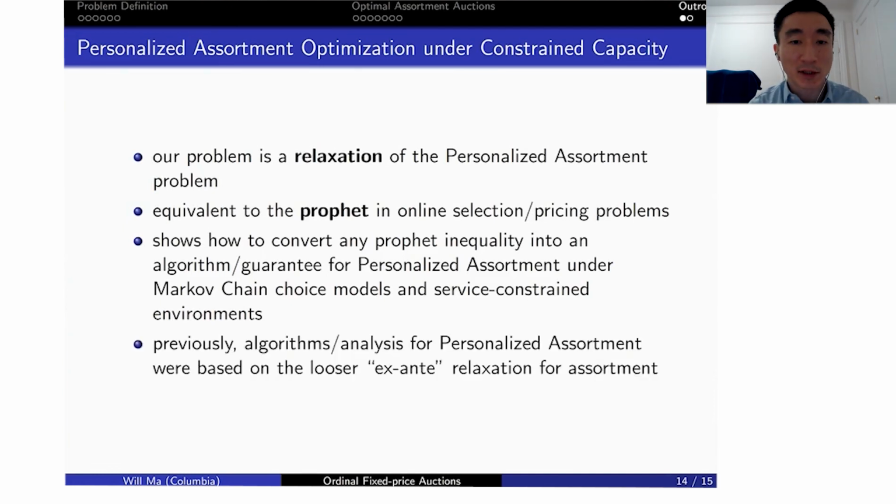I'm excited about this for the future because it allows us to derive stronger guarantees for personalized assortment. Previously in personalized assortment, you always used the looser, what's called the ex-ante relaxation, and you were kind of stuck there. You couldn't do better because there wasn't a tighter relaxation to do your analysis relative to. But here, even without these assumptions, just the concept of an assortment auction could prove to be useful.